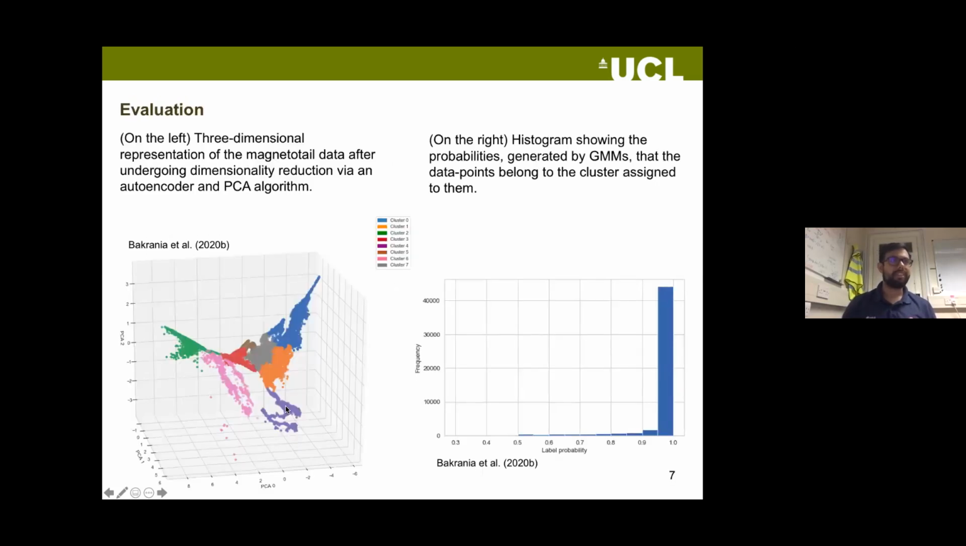So using this method and applying it to magnetotail data, we find that there were 8 different distributions, which is significantly different to the 3 which moments of the distributions have found.